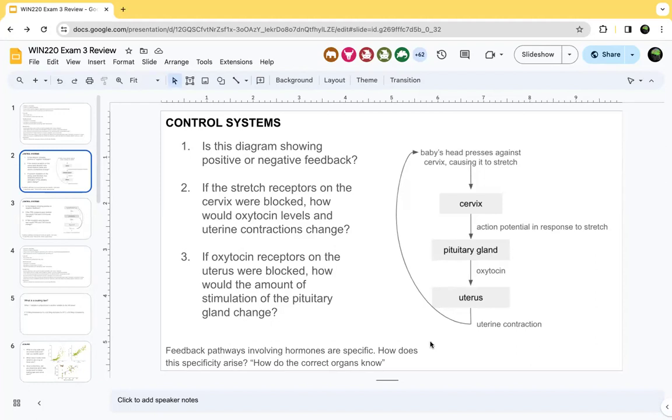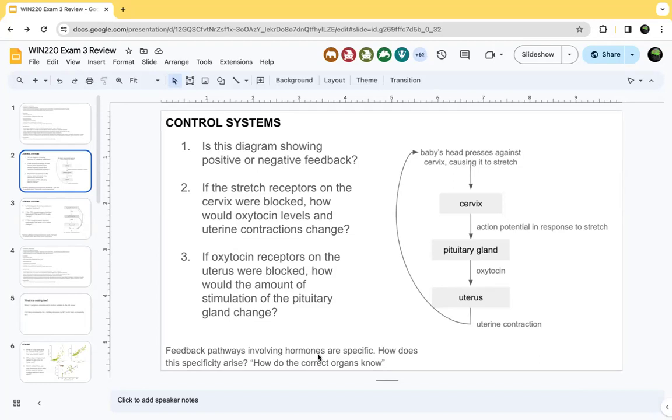The other thing that you need to know is that feedback pathways that involve hormones, in this case oxytocin, are specific, meaning oxytocin doesn't just signal to all parts of the body, but it specifically is signaling to the uterus. And you need to know, how does this specificity arise? This came up in Jake's review, as he said, how do organs know to respond? How do the correct organs know to respond to certain signals? And the answer is just that if organs have the correct receptors for those specific hormones, then they will respond.